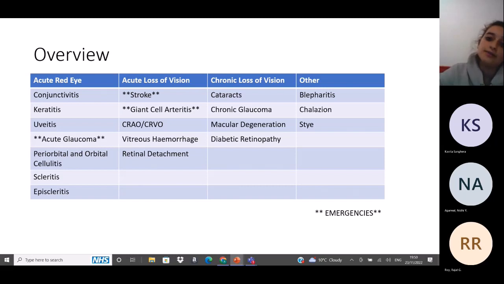And there are a couple of other eye conditions as well. So blepharitis, chalazions and styes. They're quite common in primary care, so probably worth quickly knowing a little bit about.